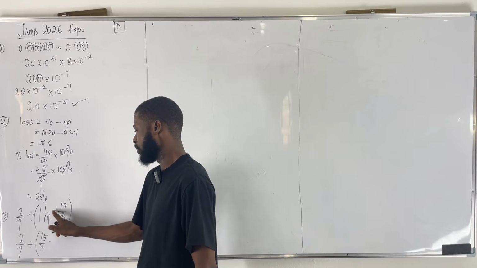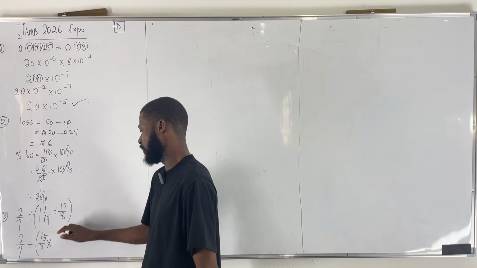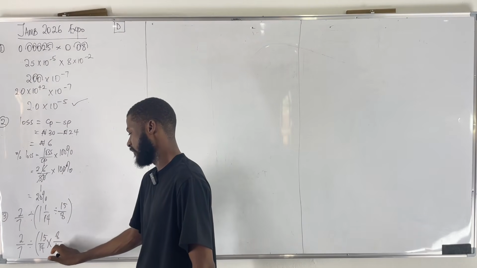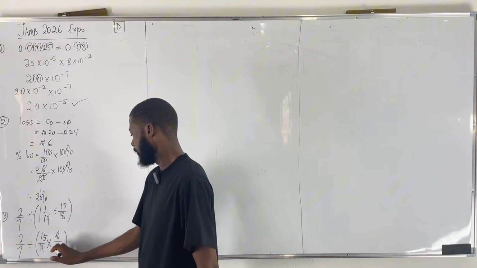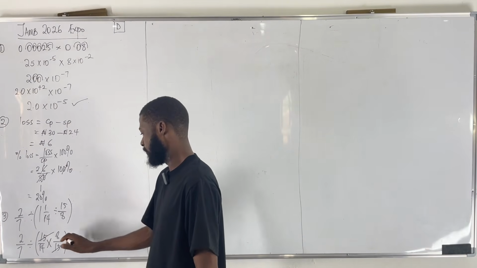Then this division can change to times. So when it becomes times, 8 will go up, 15 will come down. So that's 8 over 15. Now, 15 can cancel out 15, right? Good, you know that that's possible.